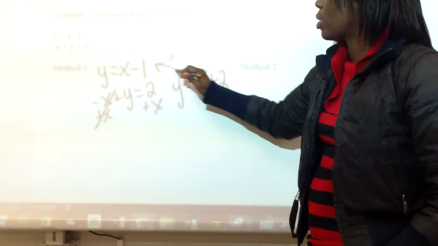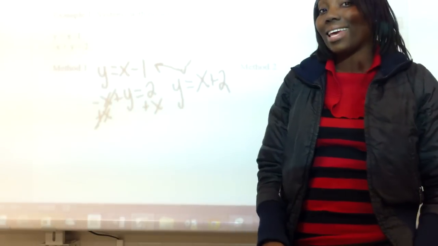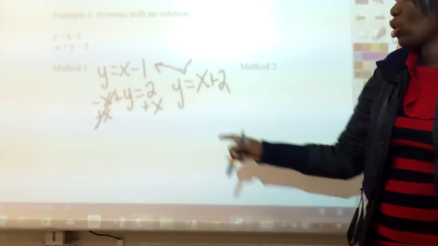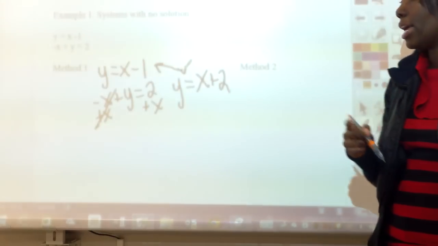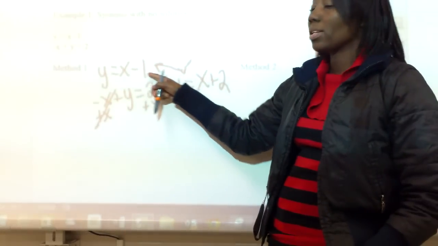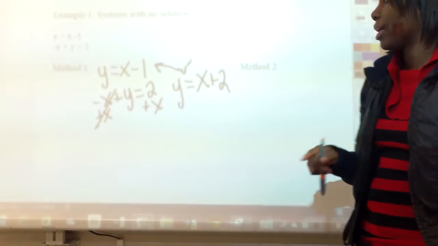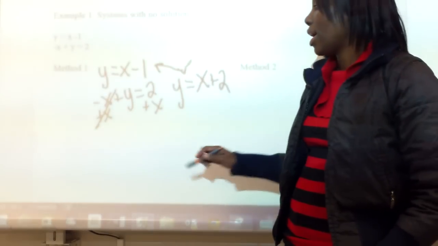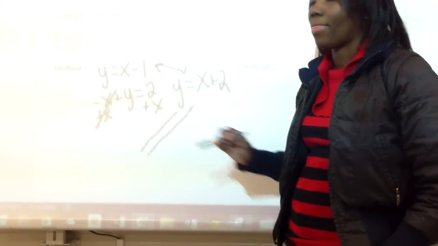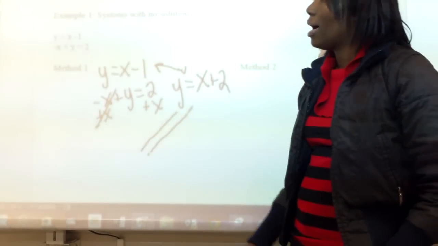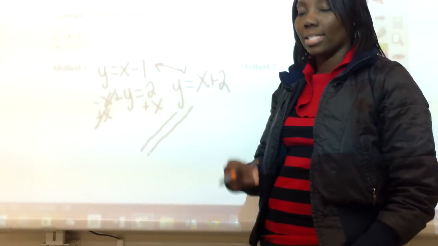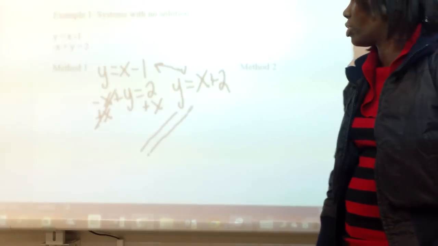And so when we look at our two equations, we see that they have the same slope. So if you put both of those in your calculator, remember you go to y equals, type in x minus 1, and in y2 you're typing in x plus 2. And when you graph it, you'll see that they are parallel. So this would be an inconsistent system because it has no solution.